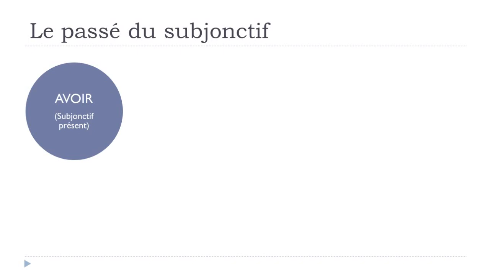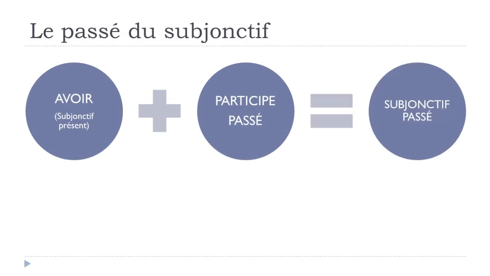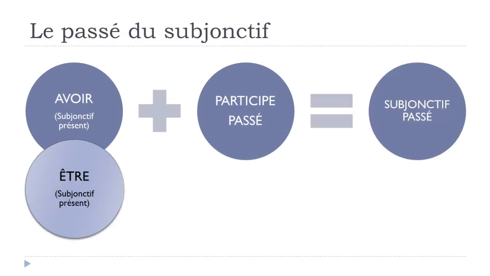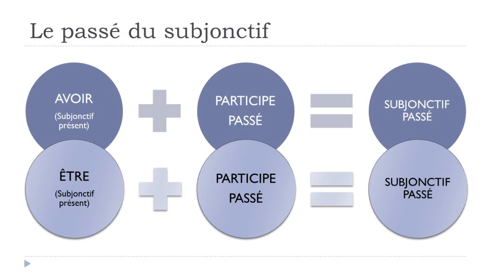So if there is one thing to remember, it is the following. If you want to construct this passé du subjonctif, first you will have to put avoir at the subjonctif présent, then your participe passé, and you will get your subjonctif passé. In all these exceptions that we saw, être at the subjonctif présent, and the participe passé, and you will get your subjonctif passé form.